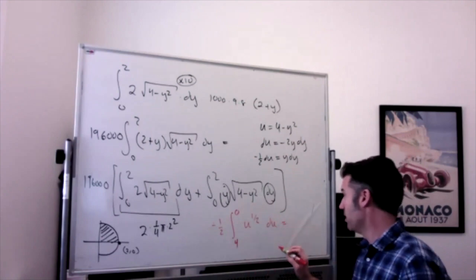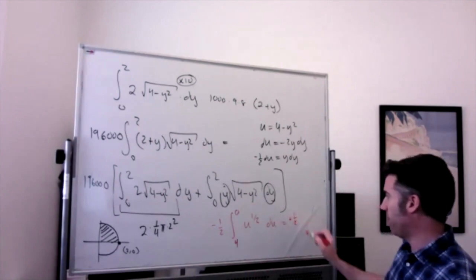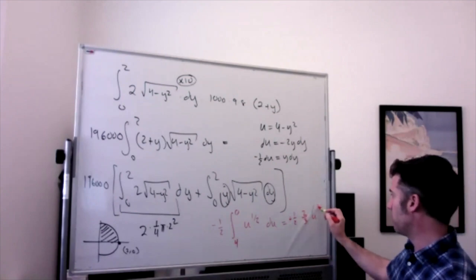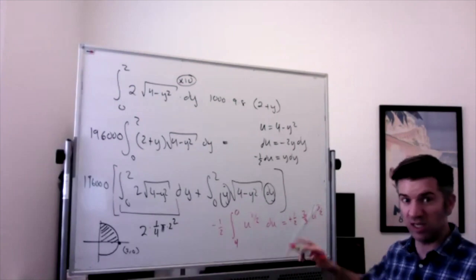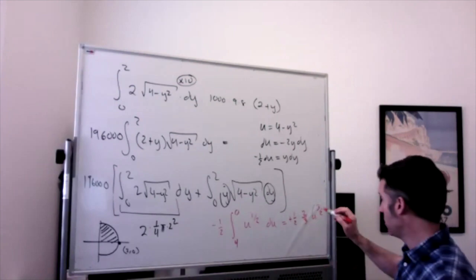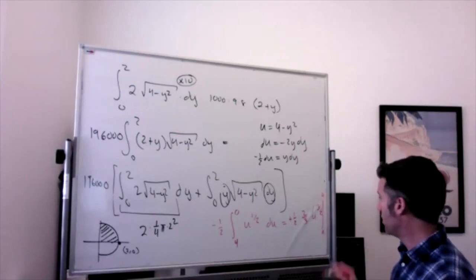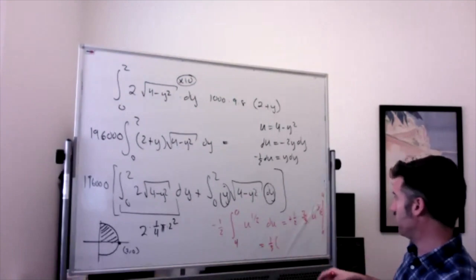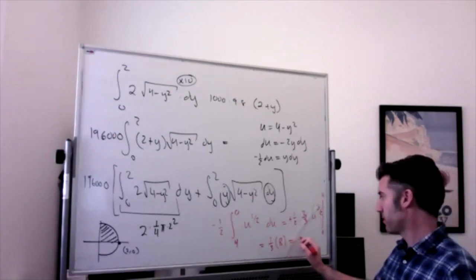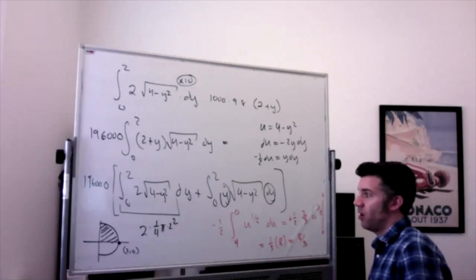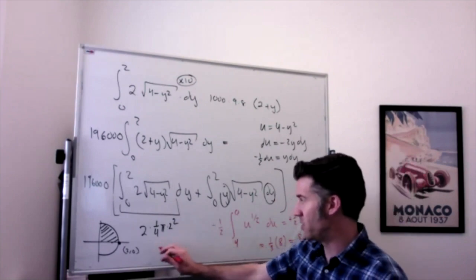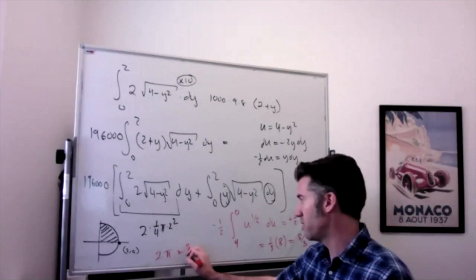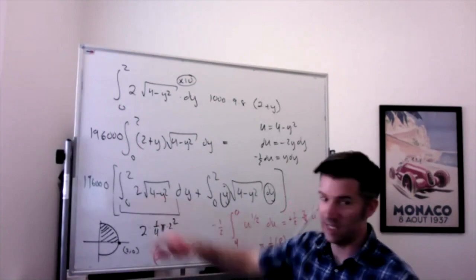This is going to be positive 1/2. Integrate this, it's going to be 2/3 u to the 3/2. And my limits of integration, since I changed the sign, I'm going to change the order and make it from 0 to 4. So that's going to be 1/3 times 4 to the 3/2, which is going to be 8, just 8/3. So I get this number here, which is 2 pi, plus this number here, which is 8/3, all times 19,600.